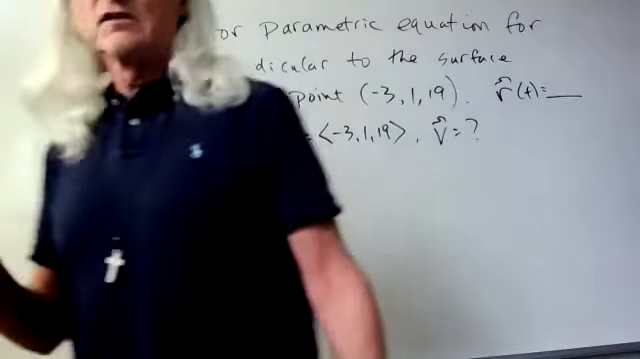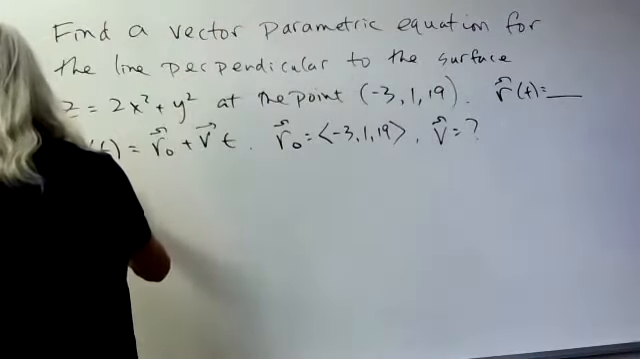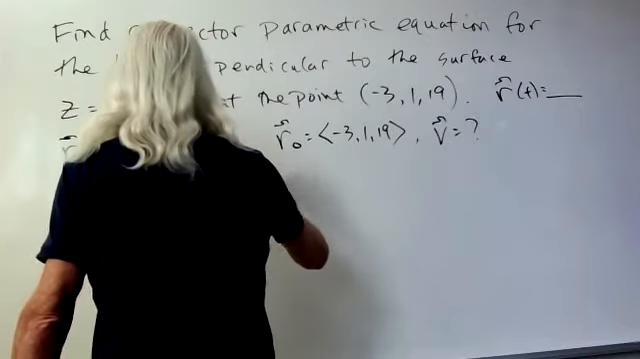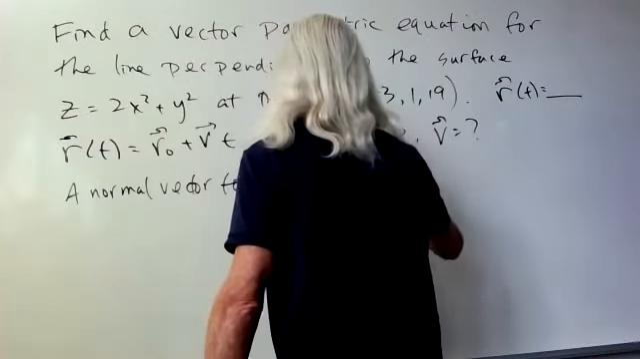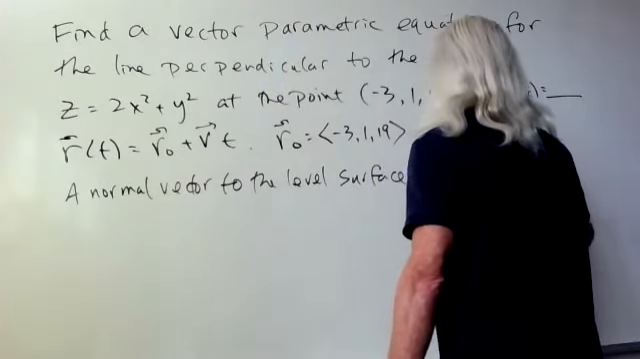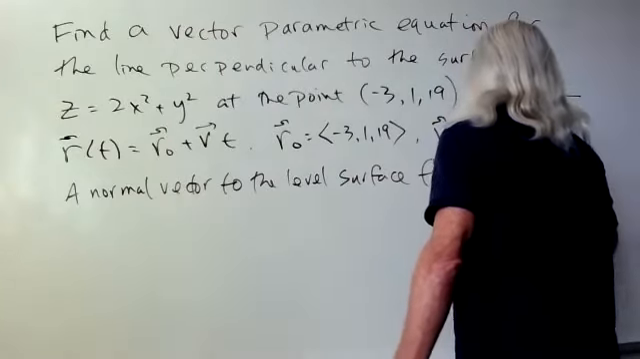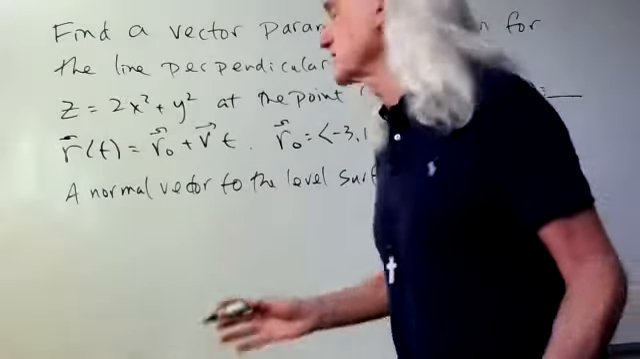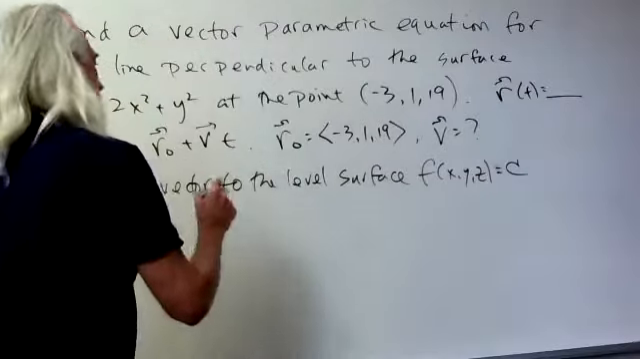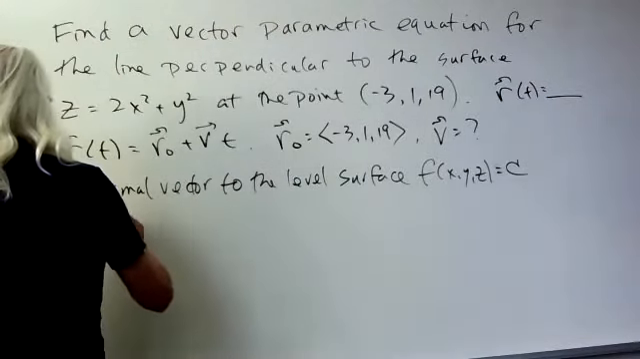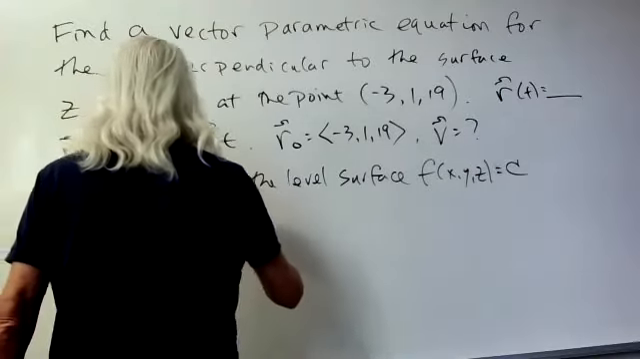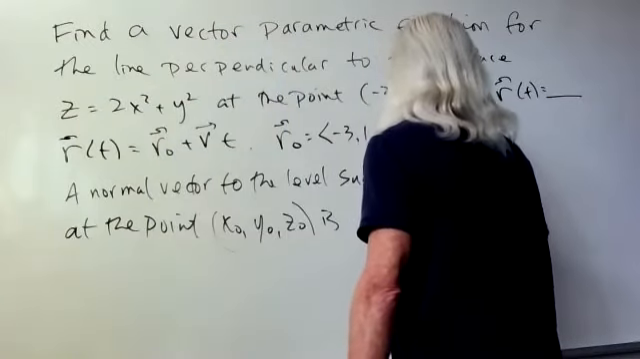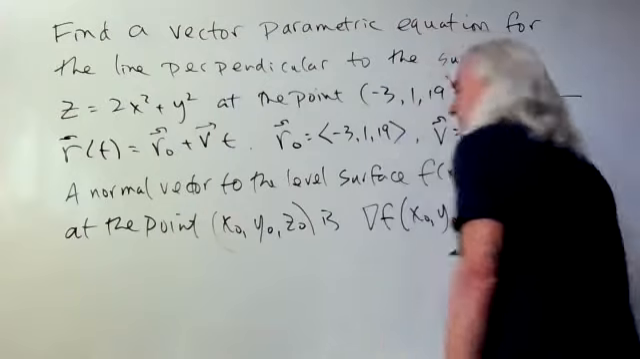So what we're going to be using is this fact: a normal vector to the level surface f of x, y, z equals constant, that's the equation for a surface in three-dimensional space, at the point we'll call x naught, y naught, z naught, is the gradient of f evaluated at x naught, y naught, z naught.